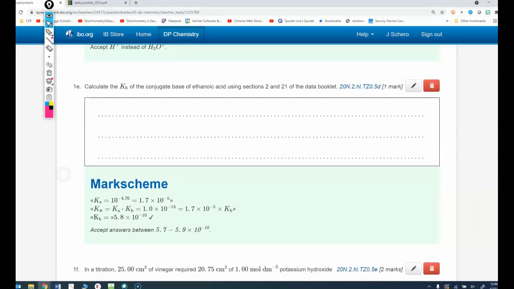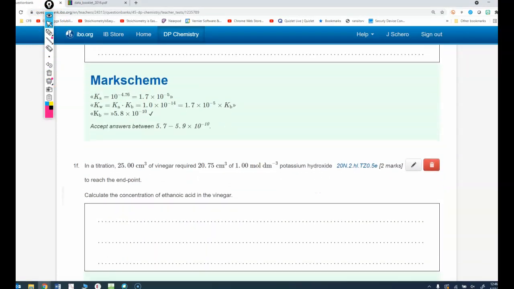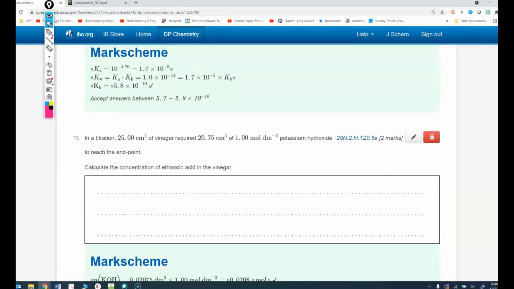All right, going on to our next question. It says in a titration, 25 centimeters cubed, which is the same as milliliters, of vinegar required 20.75 centimeters cubed of 1 mole per dm³ potassium hydroxide to reach the endpoint. Calculate the concentration of the ethanoic acid in the vinegar.